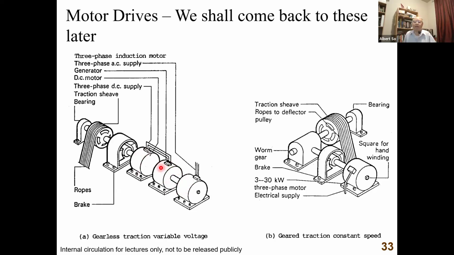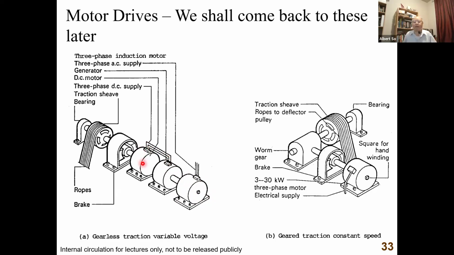But this DC generator has no mechanical power. For a generator, you need mechanical power to drive it. You call it a prime mover, right? Prime mover. Then you need another motor. So you have a three-phase AC motor driving a generator. Then the generator will provide power to this DC motor.